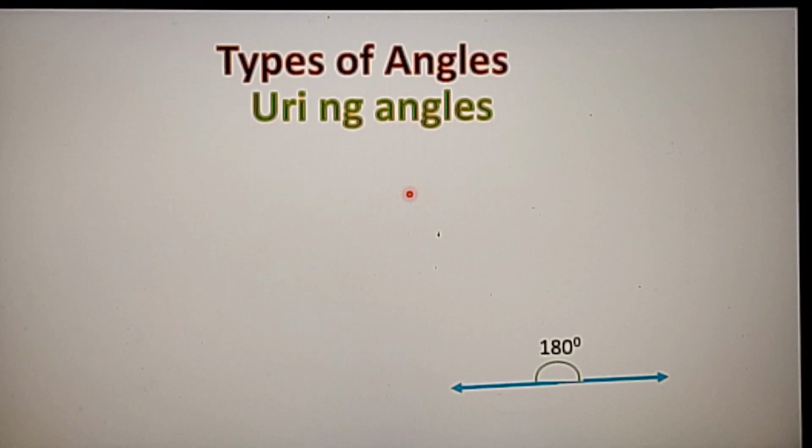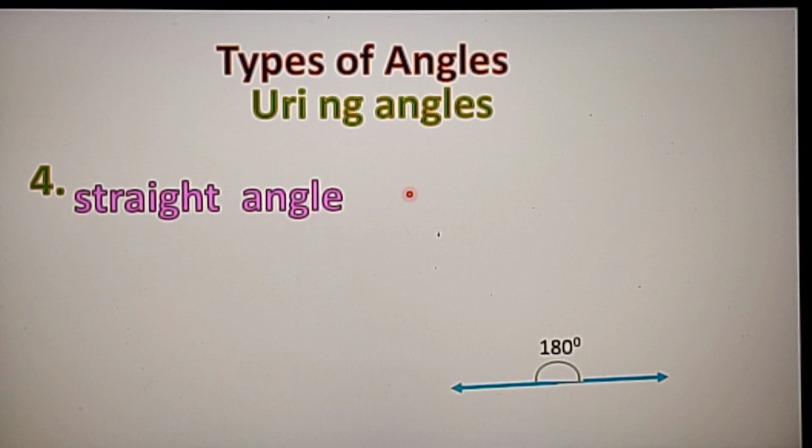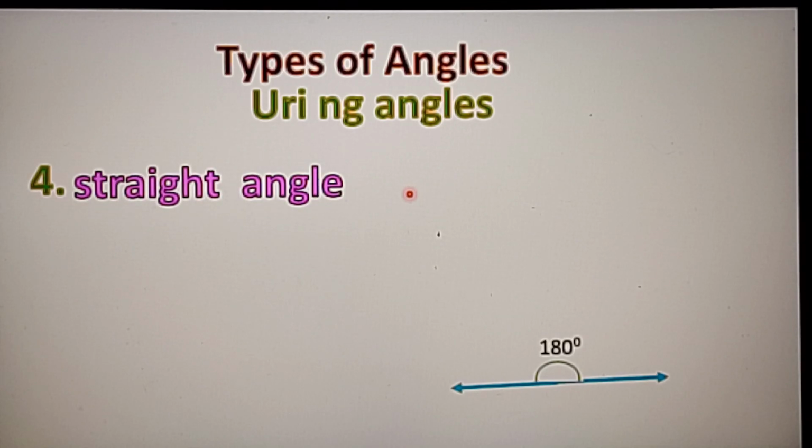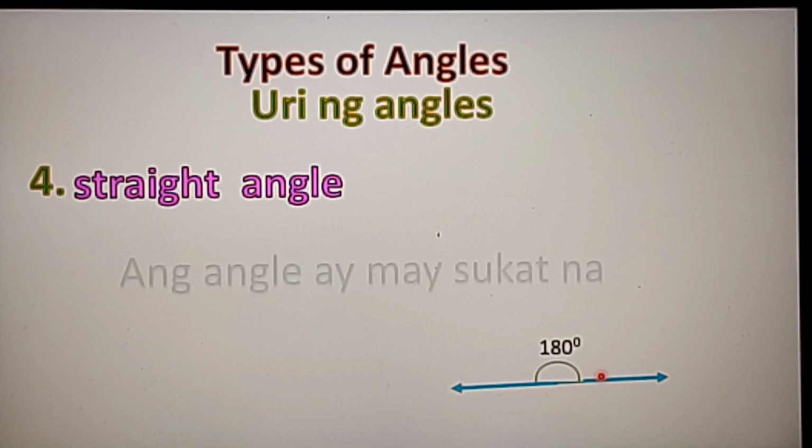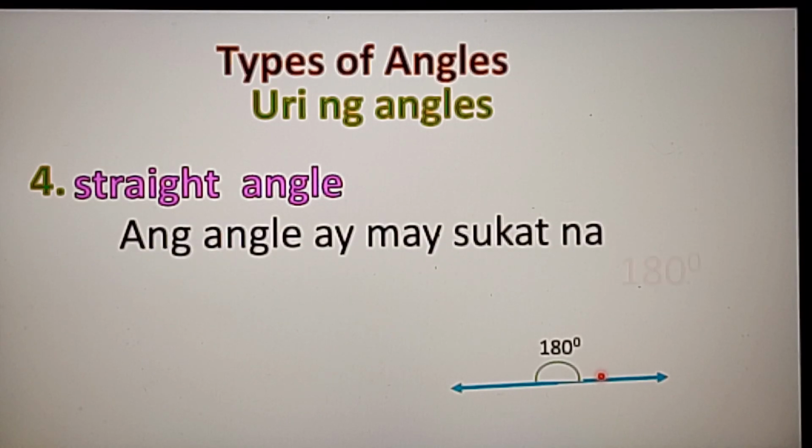Another type of angles is the straight angle. From the word straight angle, the angle formed by two rays that form straight line. Ang angle ay may sukat na 180 degrees exactly.